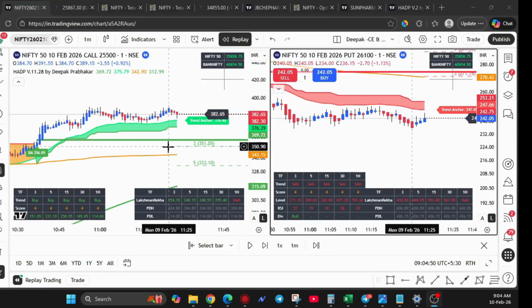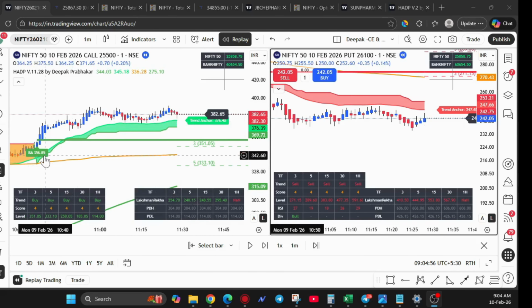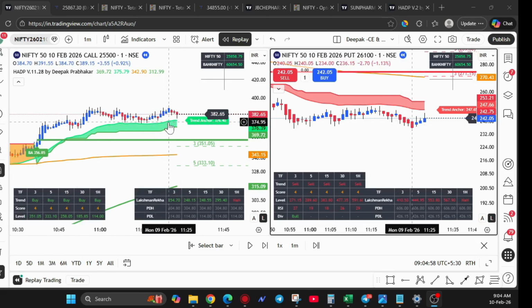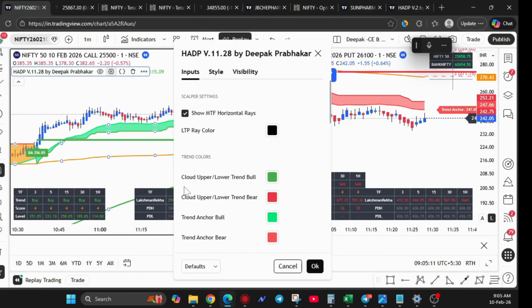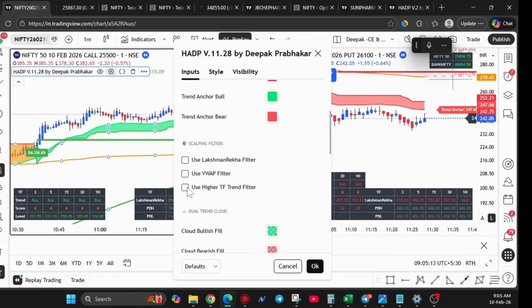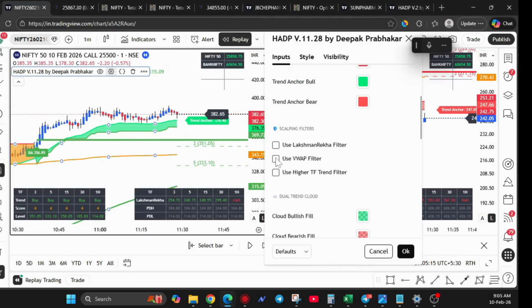So it has hit 391 and it is still above the anchor, and this has given us a move from 357 to 391. Let us say around 35 points. Yeah, close to 35 plus points, right? So I have not used any higher time frame. Now if I switch on the higher time frame, probably see here. Yeah, so it is in buy only, right?